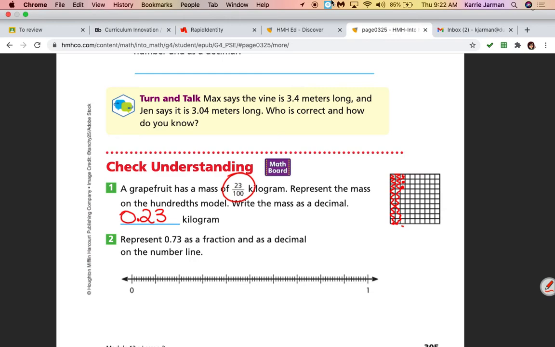Number 2 represents 73 hundredths as a fraction and as a decimal on the number line. So we would count over. This is 1 tenth, 2 tenths, 3 tenths, 4 tenths, 5 tenths, 6 tenths, 7 tenths. So this would be 0.70. We're looking for the third tick mark after that. 1, 2, 3. So right here. So we would write 0.73 or 73 hundredths. Remember, this line means out of. So 73 out of 100. That's it.